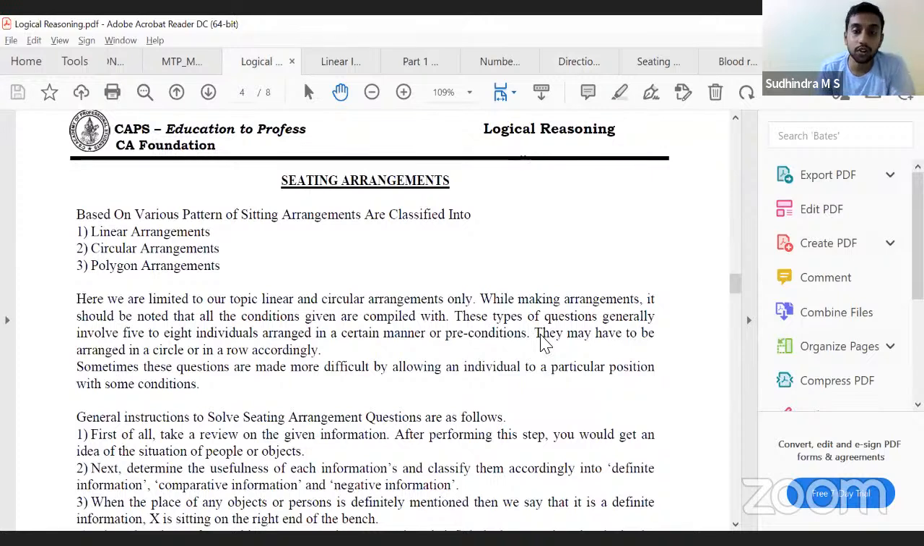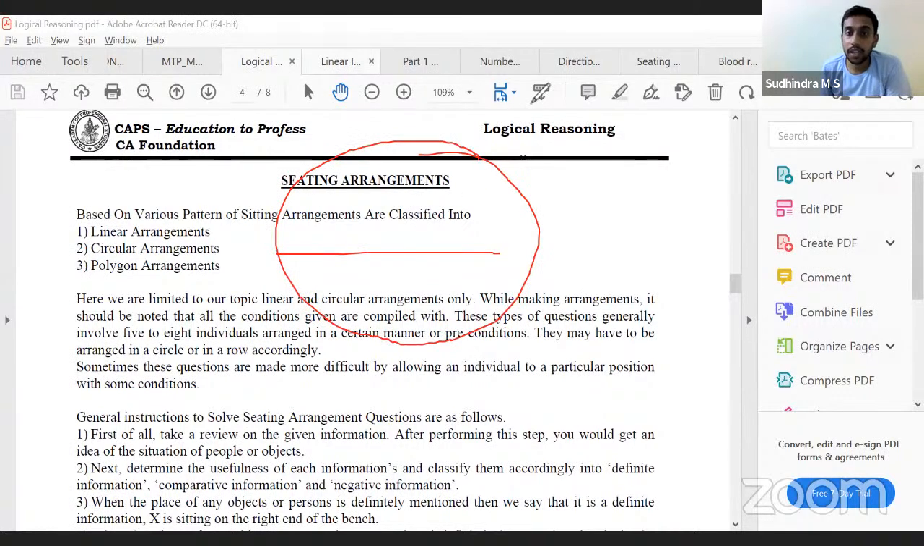Right? Who is sitting next to whom, etc. Since we are online, it is difficult for us to relate. In physical classes we would have related, right? So here there could be different arrangements: linear arrangement, circular arrangement, polygon arrangement. Forget polygon. We are only learning linear and circular. Linear arrangement means sitting one beside the other. Circular arrangement is sitting in a circle, round.